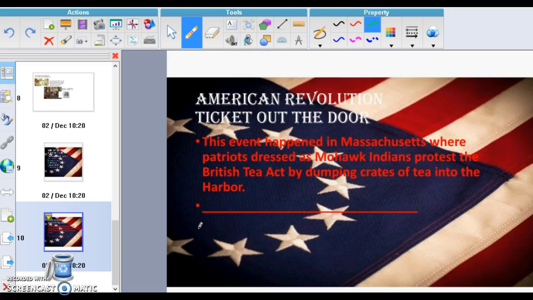This event happened in Boston, Massachusetts, where patriots dressed as Mohawk Indians protested the British Tea Act by dumping crates of tea into the harbor. Very good. Boston Tea Party. All right. Boston Tea Party. You guys are so intelligent. You guys are so smart. Okay, let's write that in there. Boston Tea Party. And what the students would do is they would write in here, Boston Tea Party.